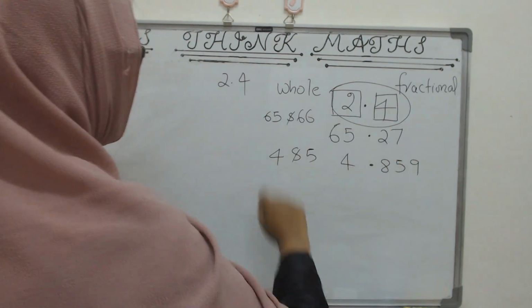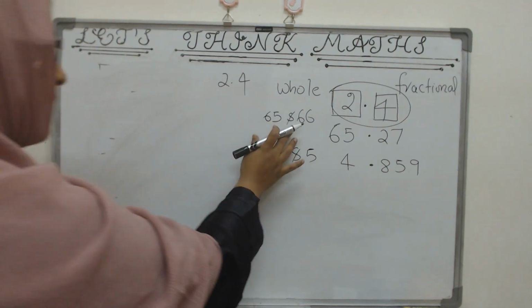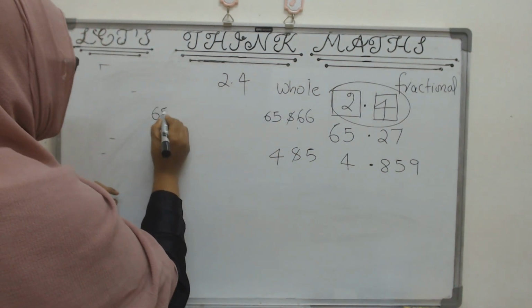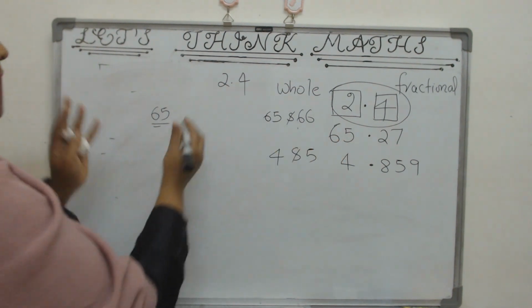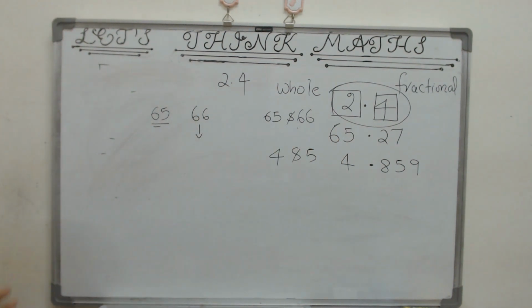Now what about this? And what about this? It has 2 parts, 2 numbers there. It has 3 numbers there. So what is happening in this place? I have taken the 65 units, and out of the 66th unit, I am just taking a part of it.